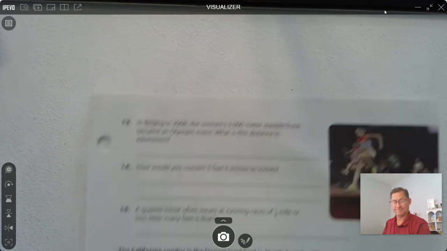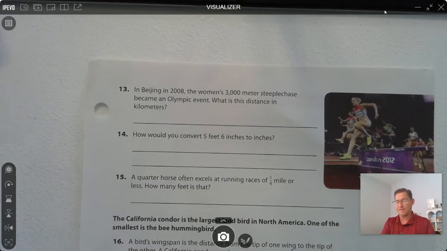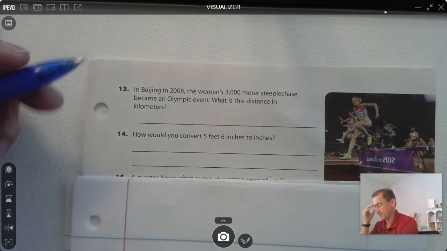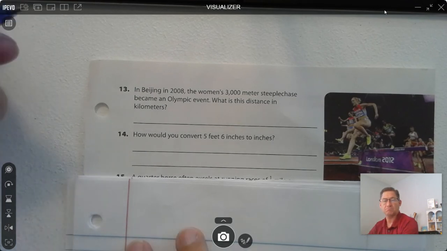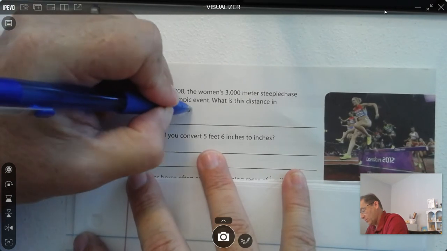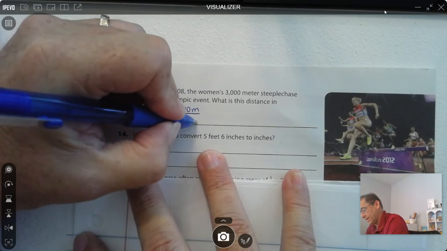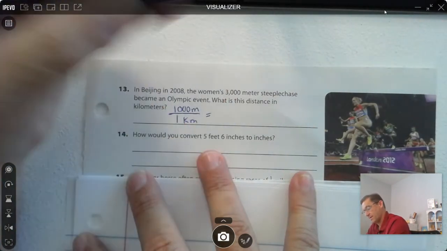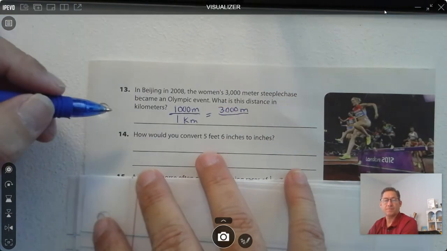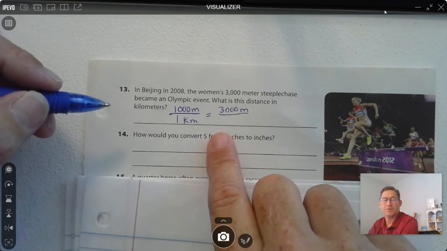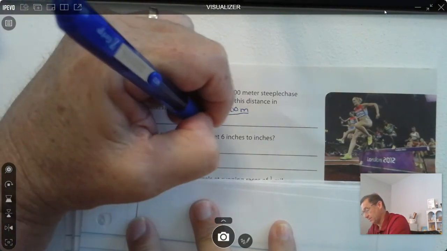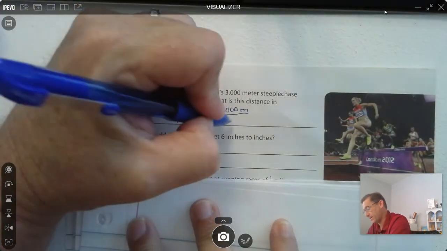All right, let's look at 13. In Beijing in 2008, the women's 3,000 meters steeplechase became an Olympic event. What is this distance in kilometers? Okay. So we know that 1,000 meters is the same as 1 kilometer. So they want to know how many kilometers are in 3,000 meters. Well, if I multiply 1,000 by 3, I get 3,000. So multiply 1 by 3, and we get 3 kilometers.